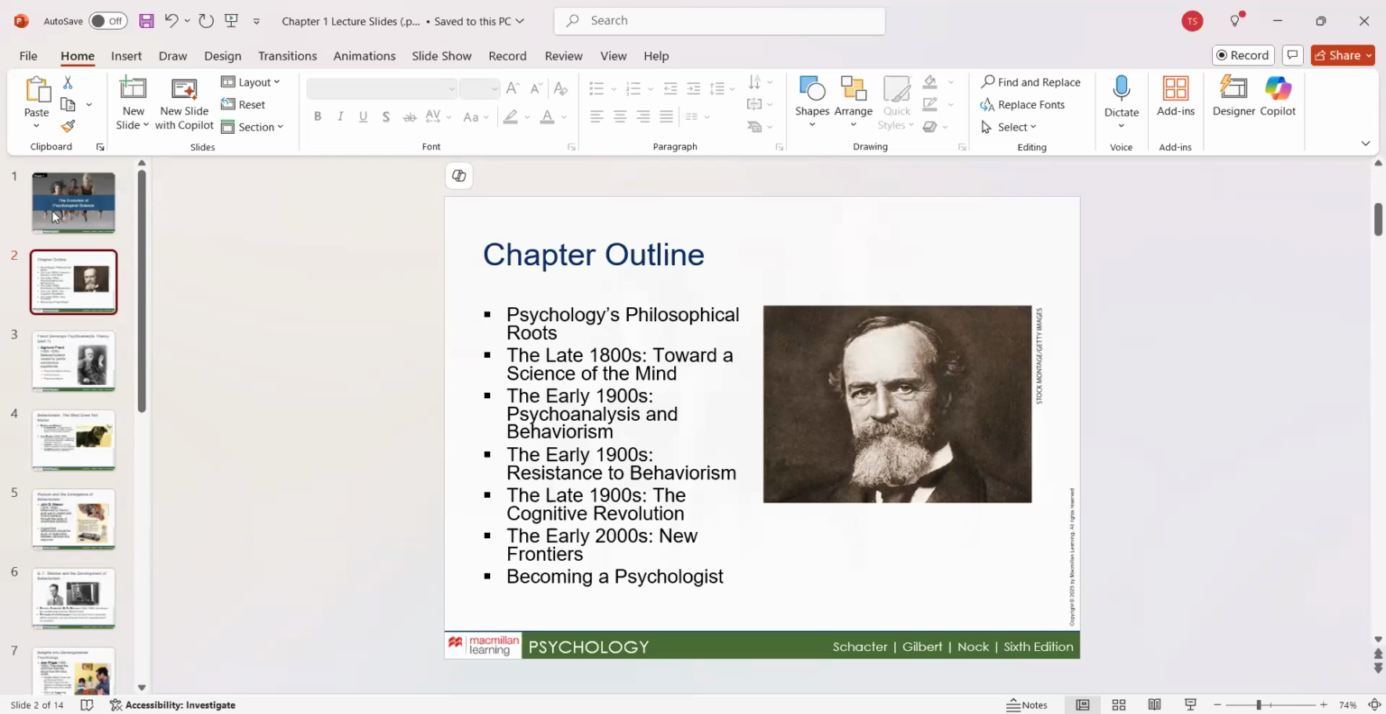Then we're going to go into behaviorism, and also resistance to behaviorism, because it kind of took over for a long period of time. Then we're going to talk about something called the cognitive revolution, and then what is going on to this day. So that is pretty much how the chapter is structured and outlined. Let's go on to the next slide.